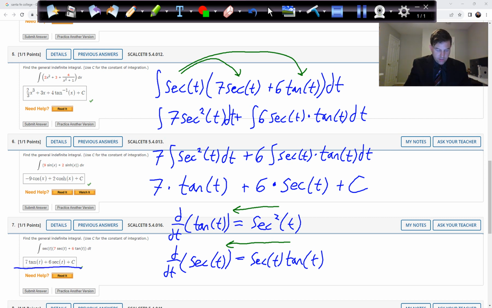Let me make sure I have the same answer. Yes, that's correct. So that's another thing: you don't really have to memorize integrals if you know derivatives. If you remember the derivative of sine is cosine, the derivative of cosine is minus sine, the derivative of tangent is secant squared, and the derivative of secant is secant tangent, then you know the antiderivatives because you just go the other way. Okay, that's problem 7.